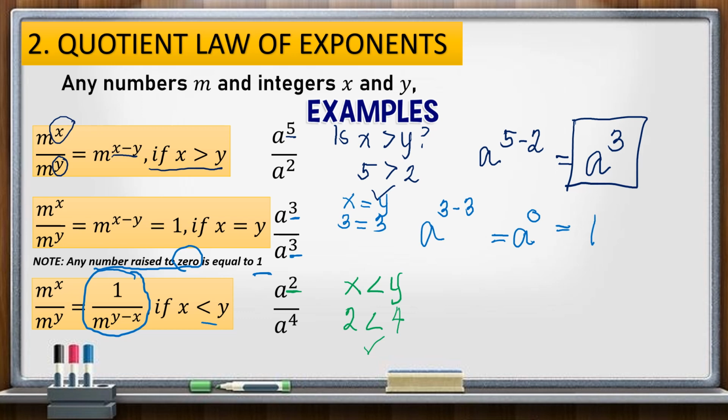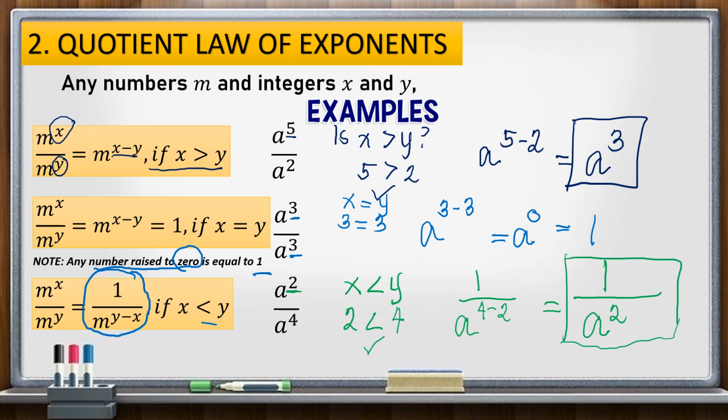Kumbaga, kukuha natin yung reciprocal po. Okay, so we have here 1 all over, we have our variable or base, which is a, then y minus x. So, mauna naman po yung exponent ng ating denominator and then yung ating numerator. So, a raised to 4 minus 2. So, to simplify, that will now become 1 all over a raised to 2. So, this will be our final answer.